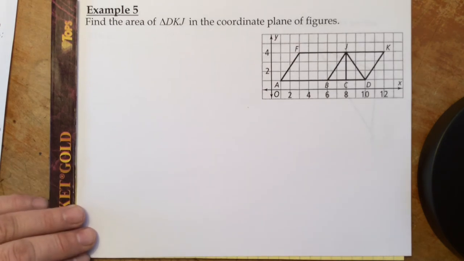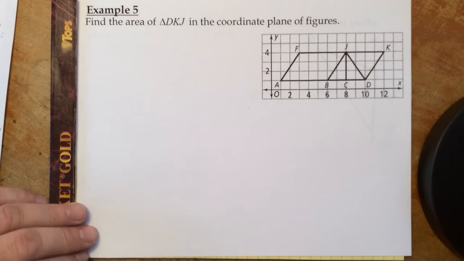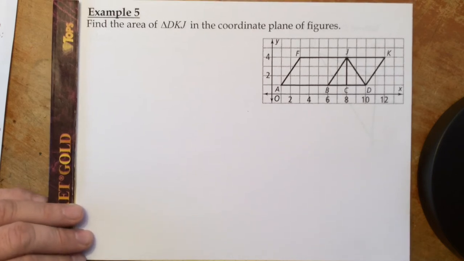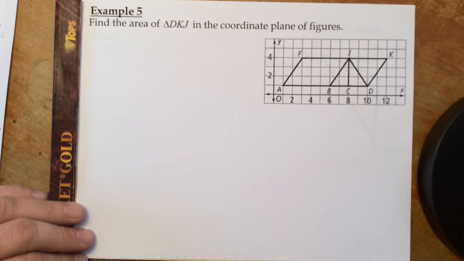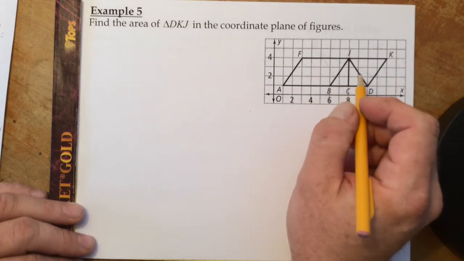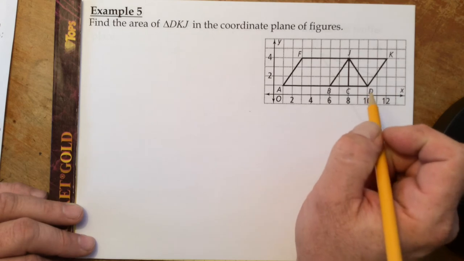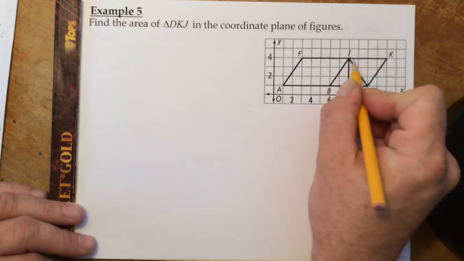Example 5. Find the area of triangle DKJ in the coordinate plane. When it comes to coordinate geometry, we can find area also. We still use the same formulas, however sometimes we need to use some of our formulas for the coordinate plane in different situations: distance, midpoint, slope. However, in this problem, they're asking for the area of triangle DKJ, this one right here.